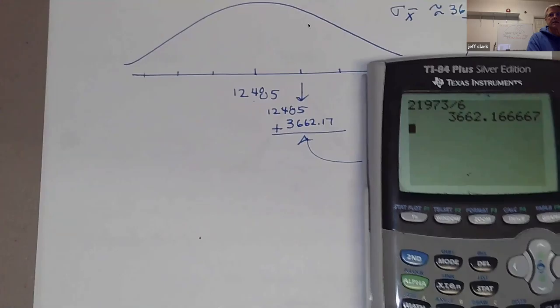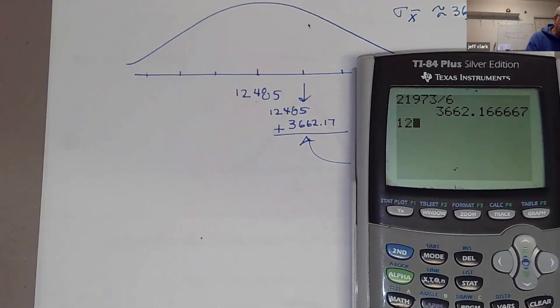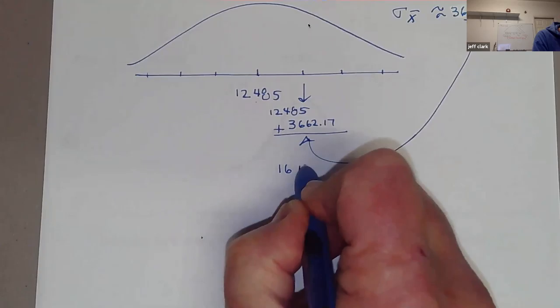Okay, so 12,485 plus 3,662.17. And we get, looks like that number, 16,147. So this would be 16,147.17. Okay, that's for this marker.